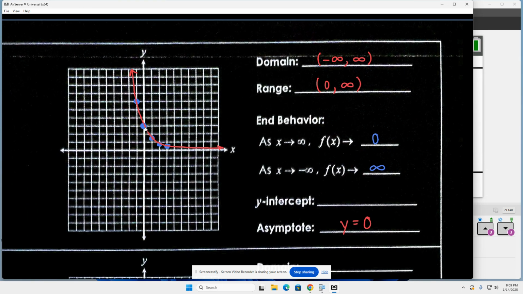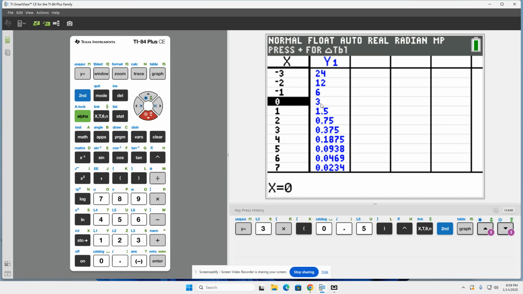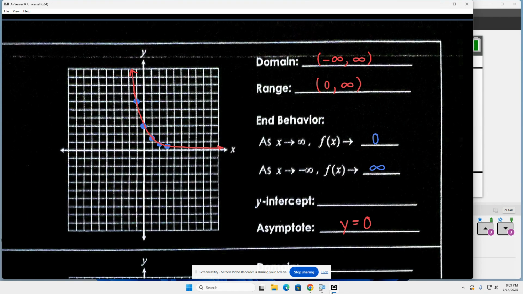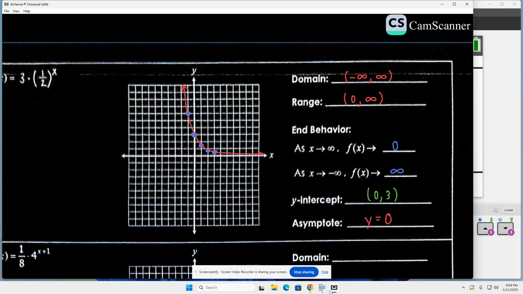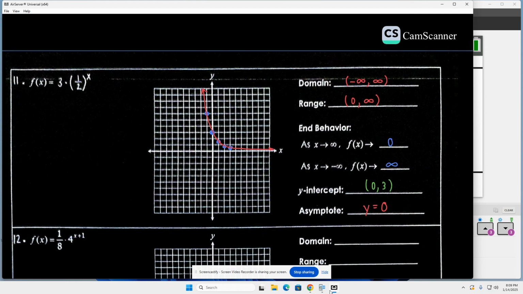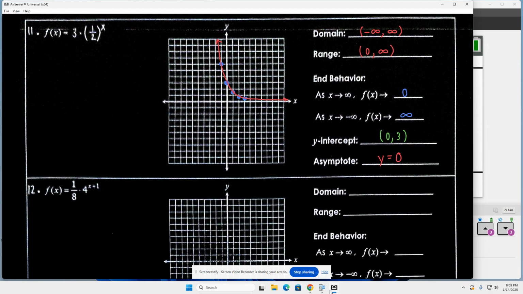And then, of course, we already marked this. Our y-intercept, if you go back to your table, is 0, 3. So I can go write that right here. My y-intercept is 0, 3. My asymptote we already decided is y equals 0. Now that graph is done. Okay? Easy as can be.